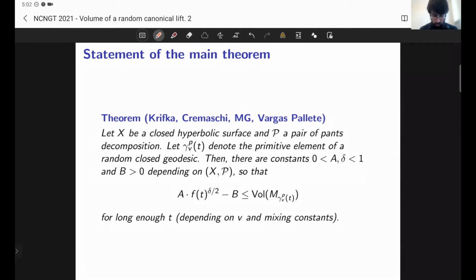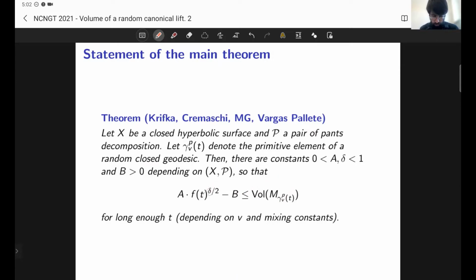And we show that if you look at a closed parabolic surface X and a pair of pants decomposition P, and consider the primitive element corresponding to a random closed geodesic as constructed in the previous talk, then there are constants A and delta between 0 and 1, where delta can be made arbitrarily close to 1 by changing X and P, so that you get the following lower bound of the volume of the random canonical lift.